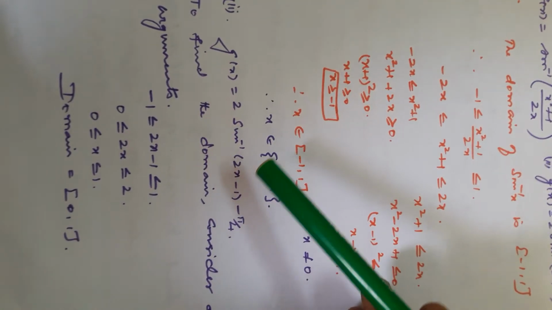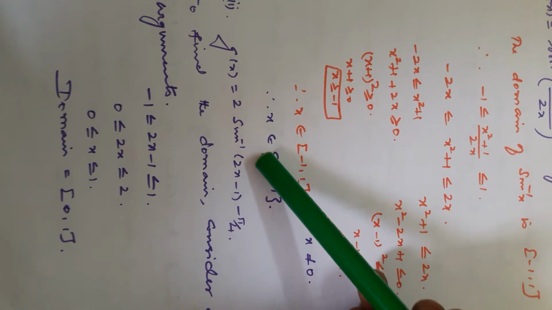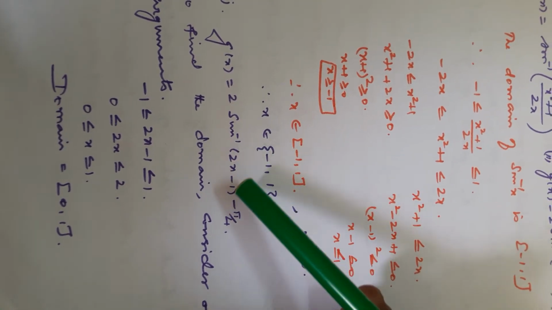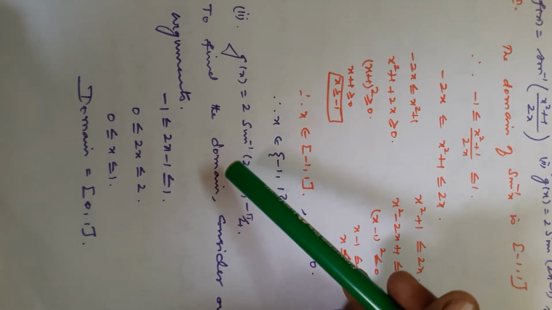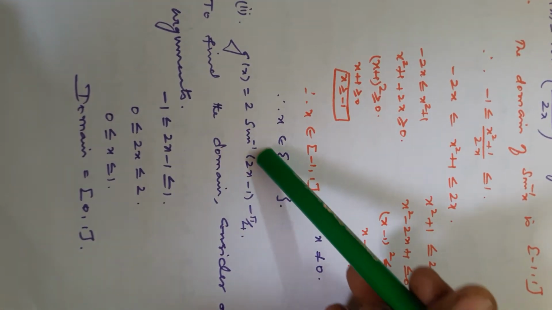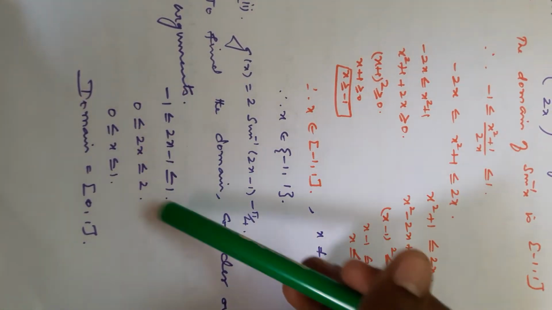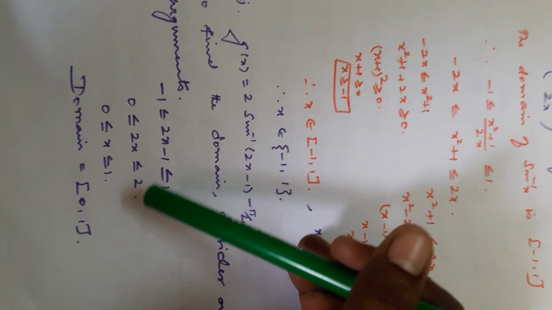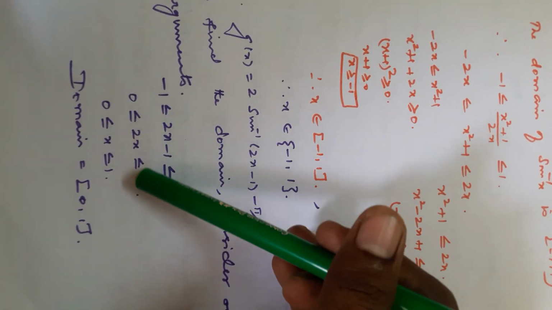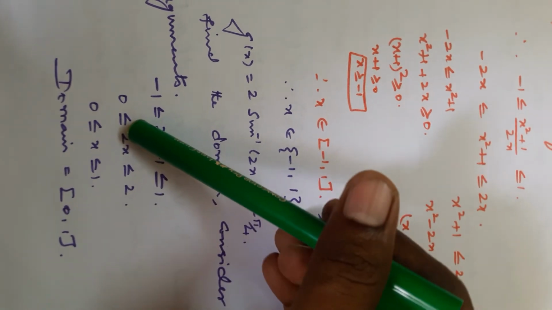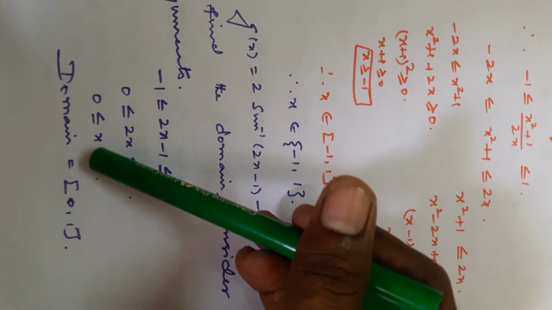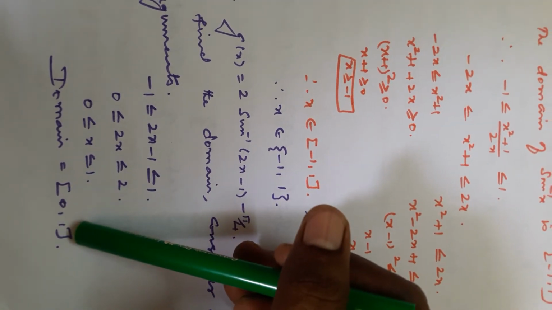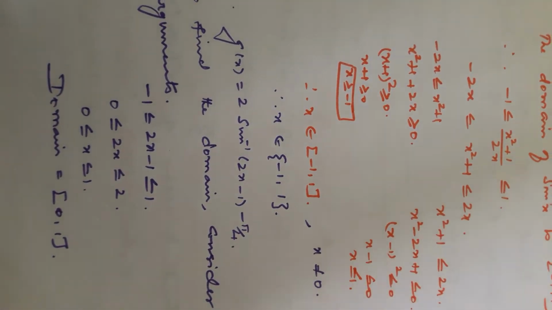Now the second one: f(x) = 2 sin⁻¹(2x − 1) − π/4. Find the domain. To find the domain, consider the argument, that is 2x − 1. It is between −1 and +1. So 0 ≤ 2x ≤ 2. Divide by 2, it is 0 ≤ x ≤ 1. Therefore the domain is [0, 1].